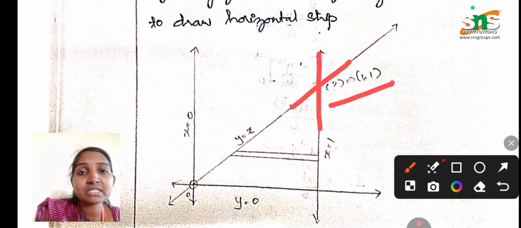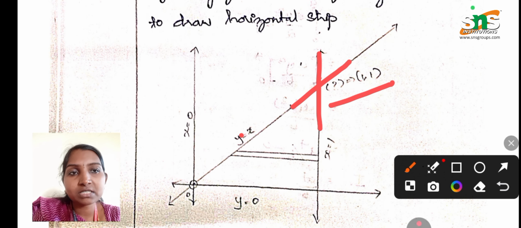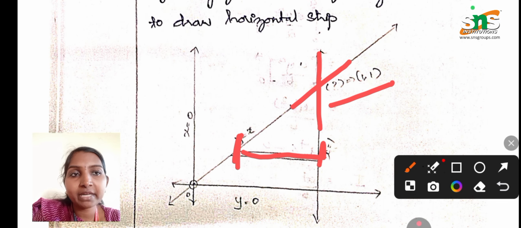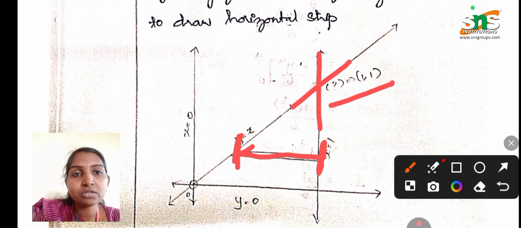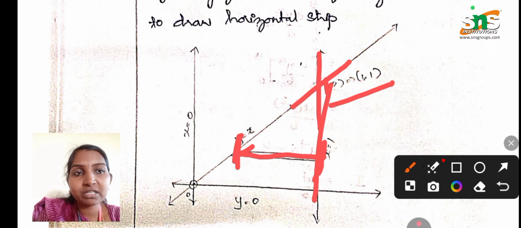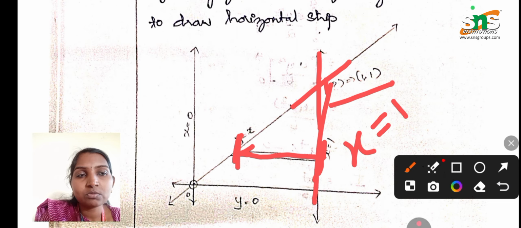So how will we start the horizontal strip? Starting with the major axis, which is y is equal to x, it starts from here and ends at here. So what will be the starting point? It is y is equal to x. Therefore x is y, and it ends at this particular line. What is this particular line? It is x is equal to 1. What is y there? It is also 1.